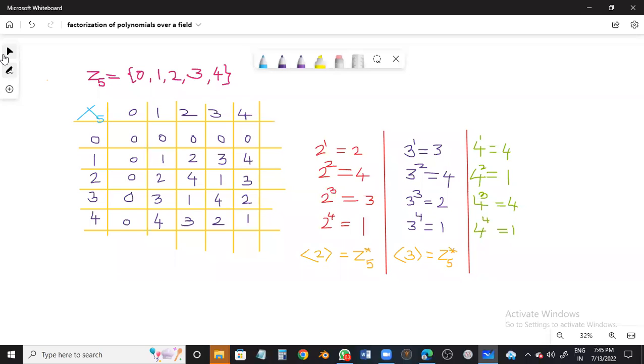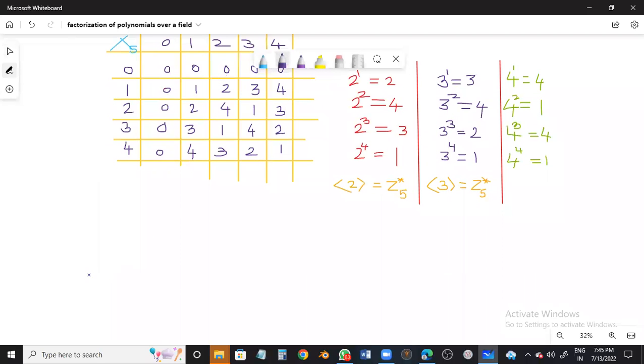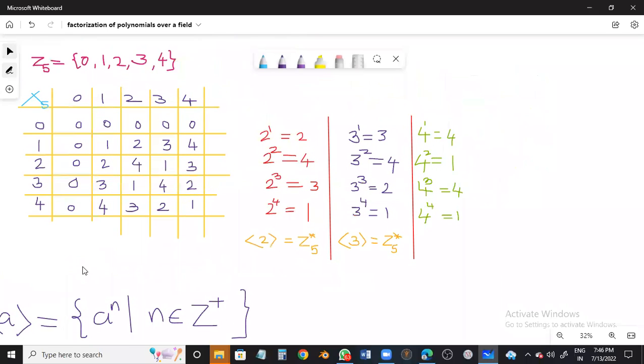What do you mean by a cyclic group? If I say my group is generated by a, what do I mean by this? The group generated by a is the set of all powers of a, and those powers are taken from the integers. So that is what we have shown: the powers of 2 constitute all the unit elements of Z5. Only 0 is not a unit, so we never think of 0 as a unit.